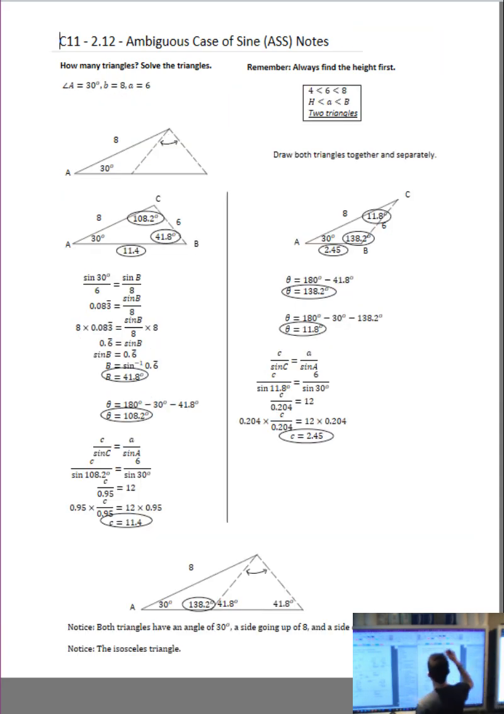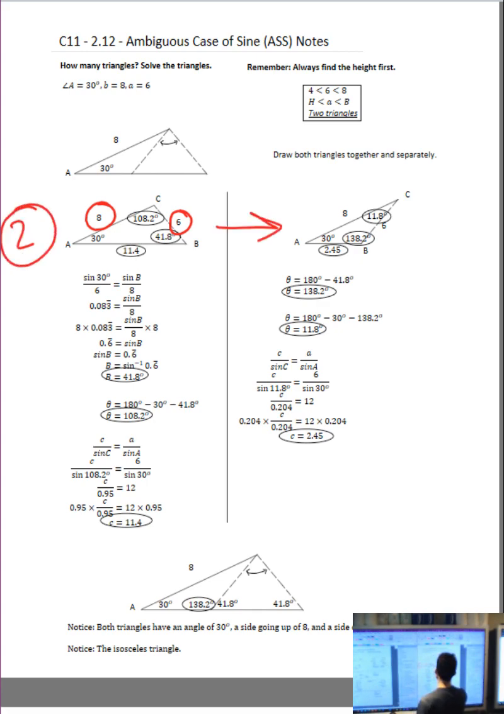Okay, this is the hard one. So, if this length 6 is longer than this, shorter than that, but longer than the height that we figured out in the last question, we get 2 triangles. This one and that one.